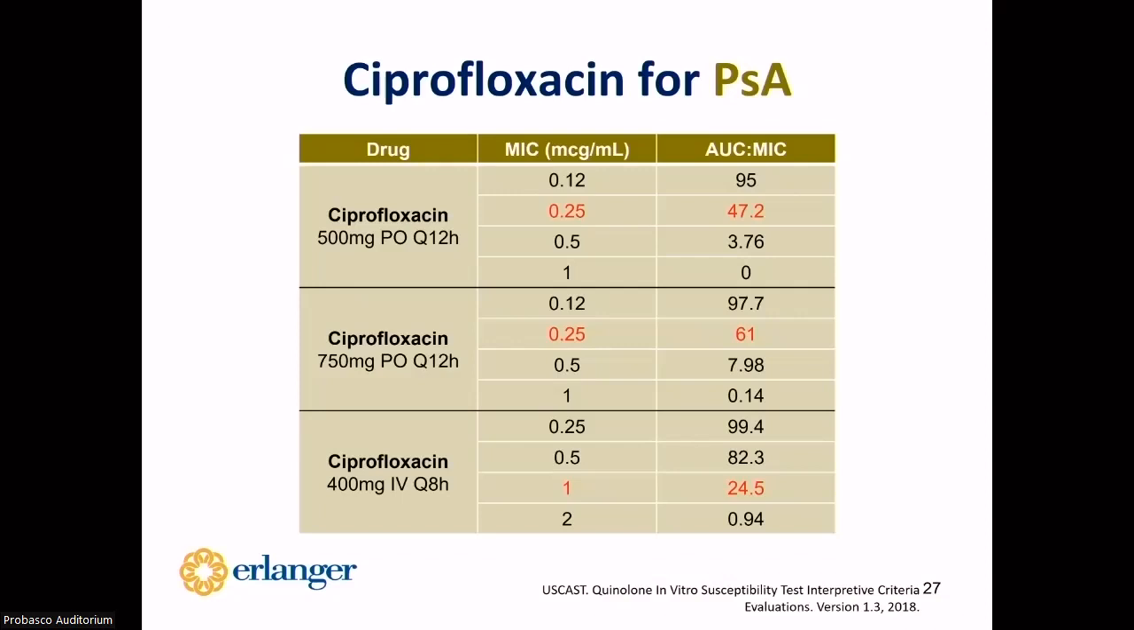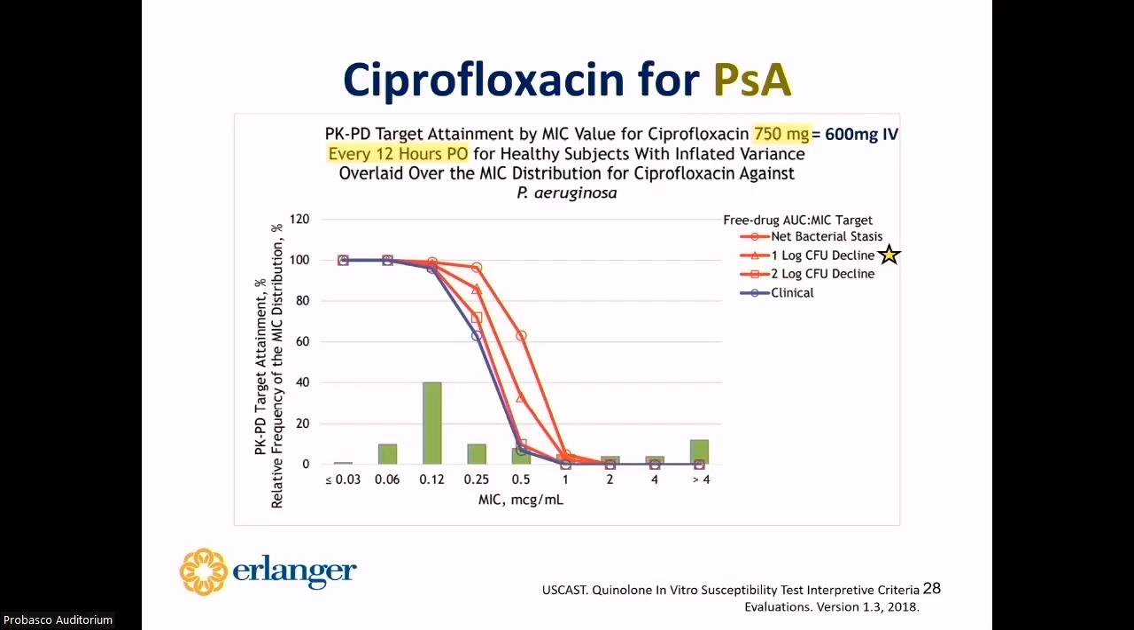So for Pseudomonas, we have the same style of data laid out here. And when looking at the full picture, we can see we sort of dip below 72 at an MIC of 0.5. But what I do want to point out about this slide is this is depictive of 750 milligrams by mouth every 12 hours. But given the bioavailability differences between PO and IV, when we translate that to IV, this is 600 milligrams IV every 12 hours. So that is reflective of 1,200 milligrams a day.